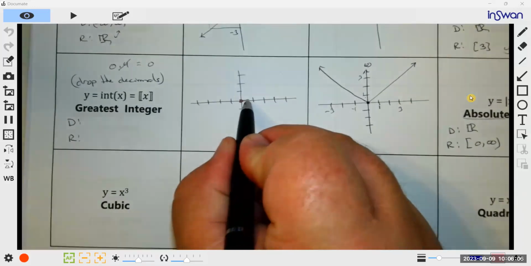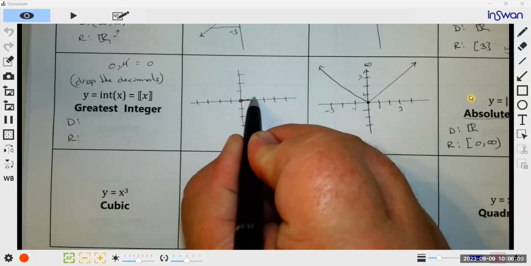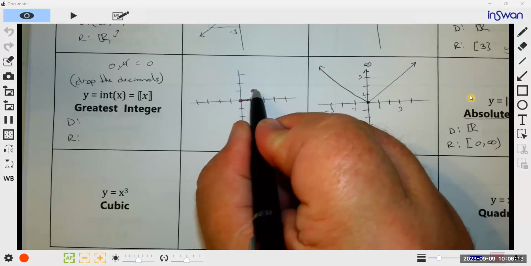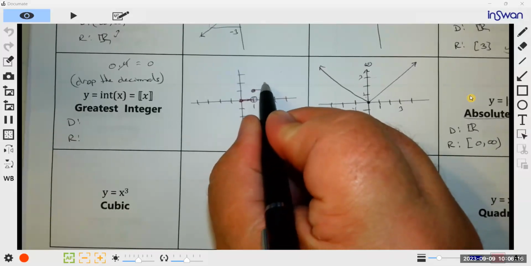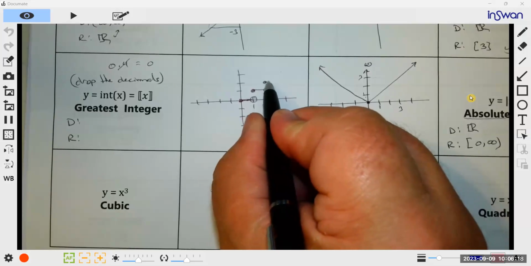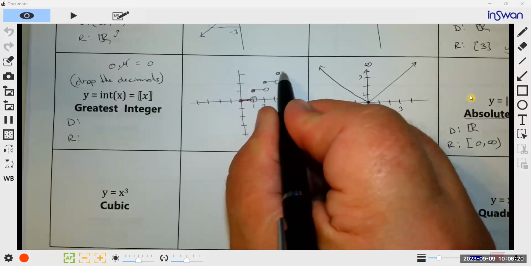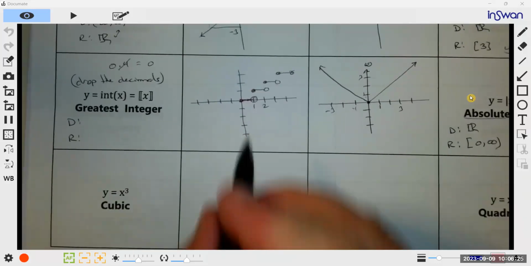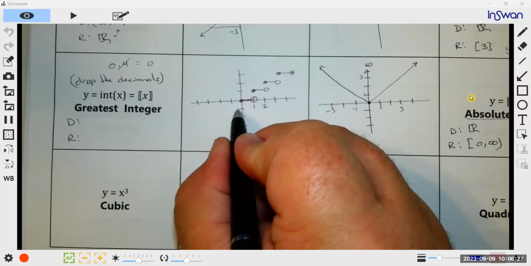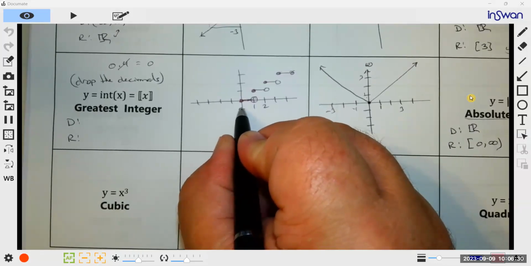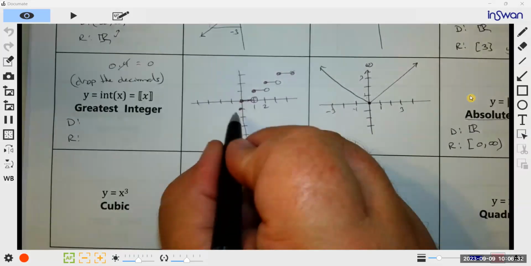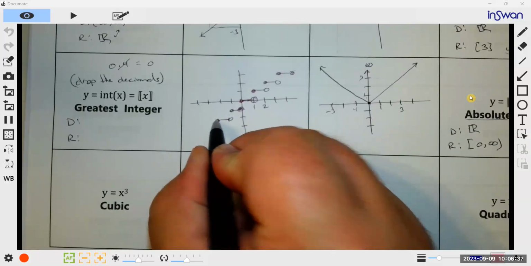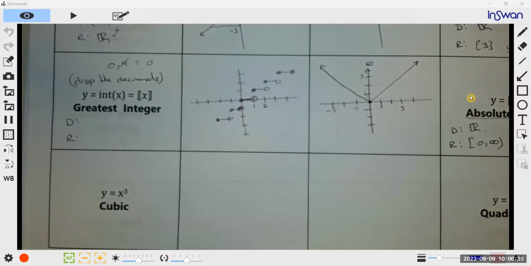So it's going to stay this way. It's going to stay 0 till you get to 1. Then at 1, it jumps up here. It stays 1 until you get to 2, and then it jumps up here. And likewise, it goes all the way. It's also called the stair-stepper function. It's a stair step because it looks like a stair step.